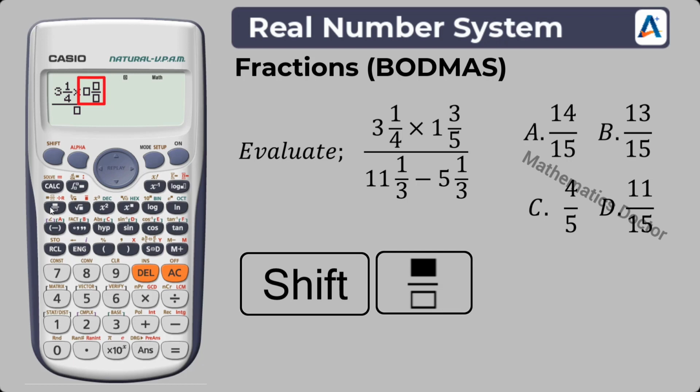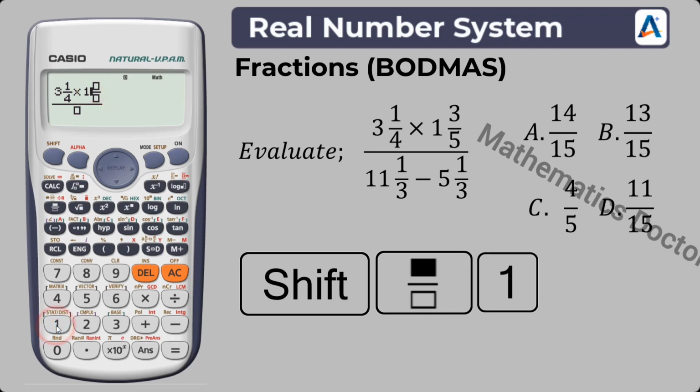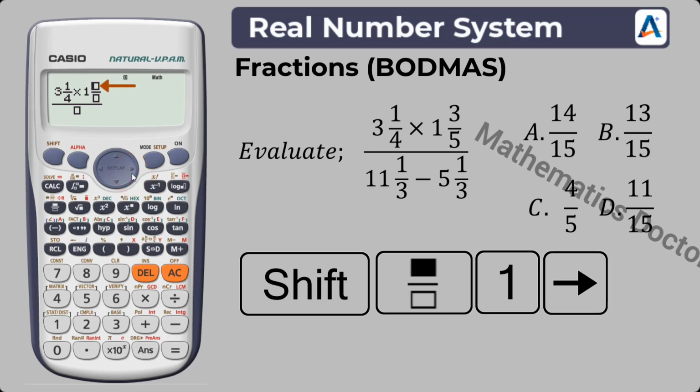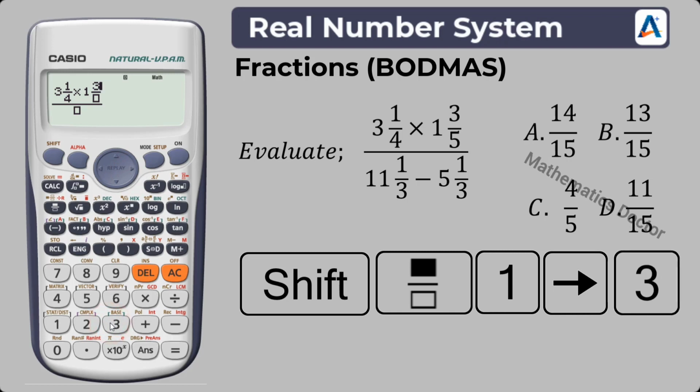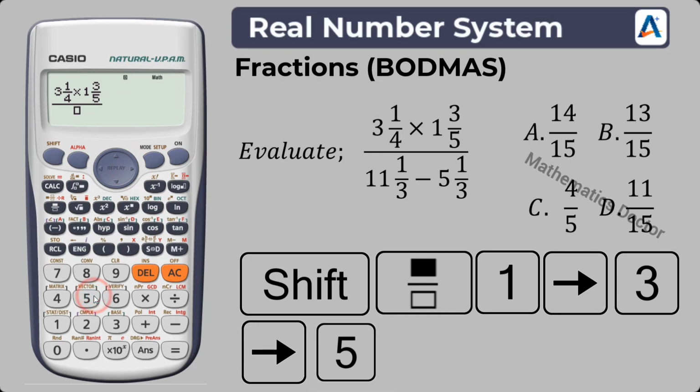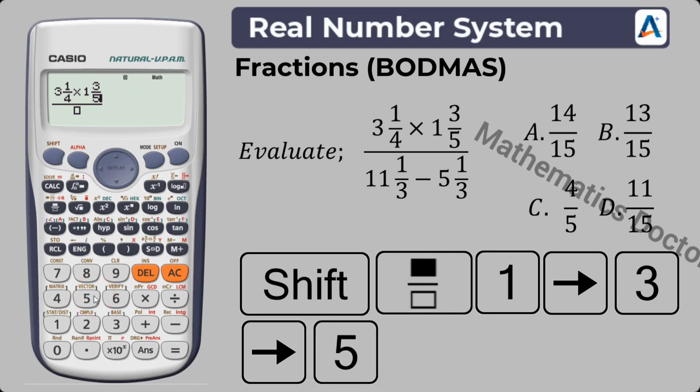Now 1 is the whole number, so we press 1 in the whole number box. Shift the indicator to the numerator by pressing the arrow key to the right. The indicator goes to the numerator, so we press 3. Then you bring the arrow key to the right again. Press the arrow key to the right to take the indicator to the denominator, then you press 5. We have now input all the fractions at the numerator.